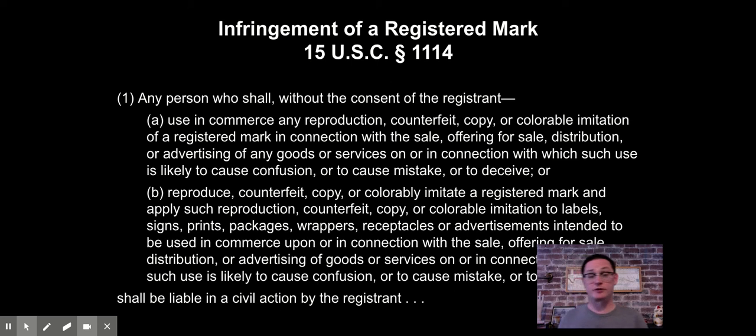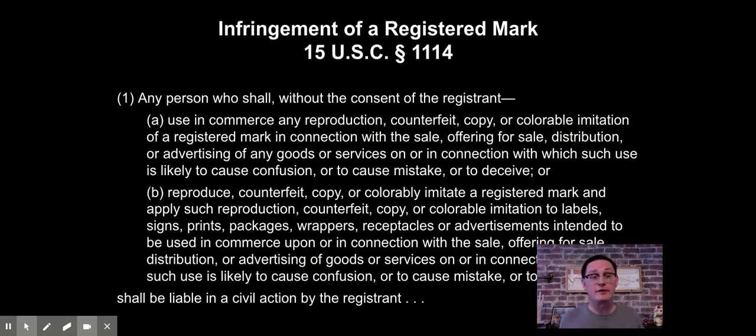Now, of course, marks can be registered or unregistered, right? Marks come into existence merely by virtue of being distinctive and used in commerce, right? So a mark is protected whether or not it's registered, right? But the Lanham Act provides for infringement claims in relation to both registered and unregistered marks.